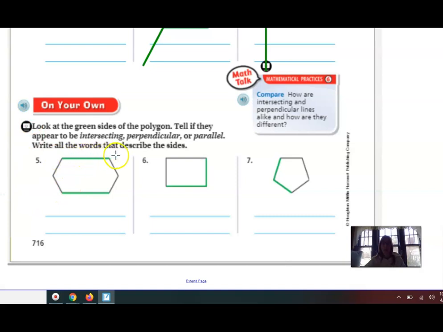So you're looking at this green side, and if you drew it out, would it be intersecting? No, because they would never cross over. Are they perpendicular? No, because they would never intersect or cross over each other. They are parallel. Then we look at this green, draw out your green, and you can tell that they do intersect, but they intersect at a very special corner, which is right here. So hopefully you put a little tiny square right here because that is a 90-degree angle. So it's very special intersecting, it's perpendicular.